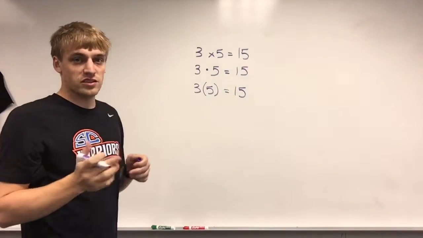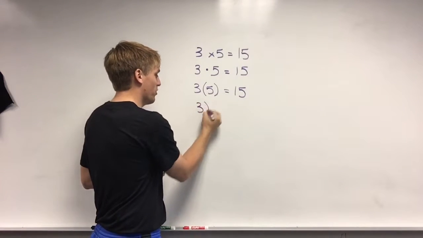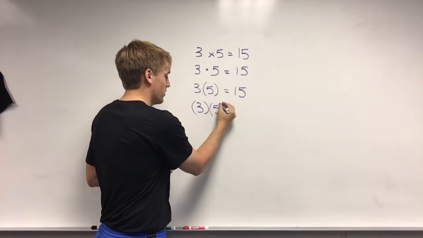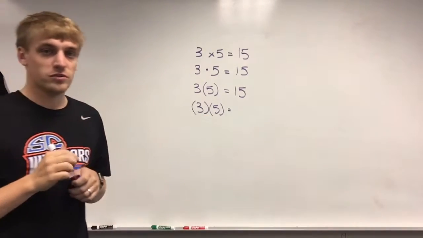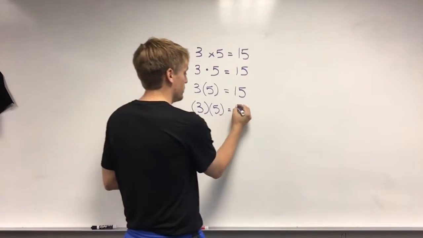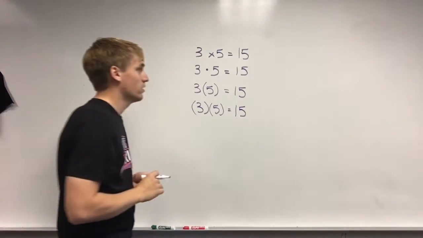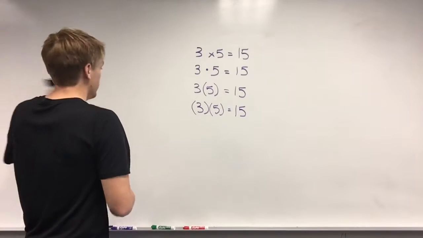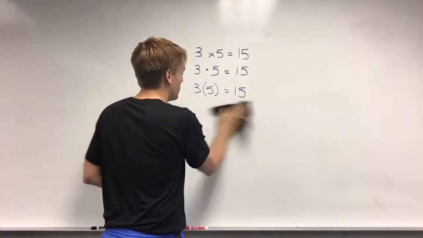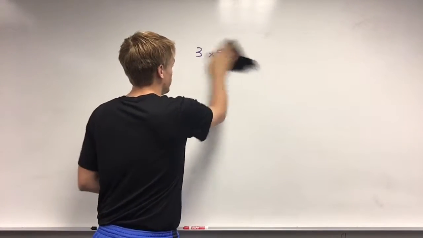Okay? A similar way to that would be if you put both numbers in parentheses. When two parentheses are right next to each other, that also means multiplication. Okay, so 3 times 5 is 15. Okay? The second way we're going to see it is if we're multiplying a number times a variable.